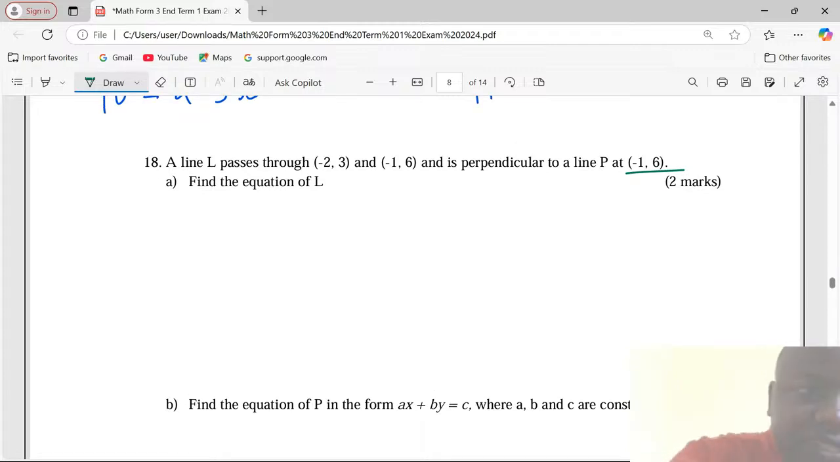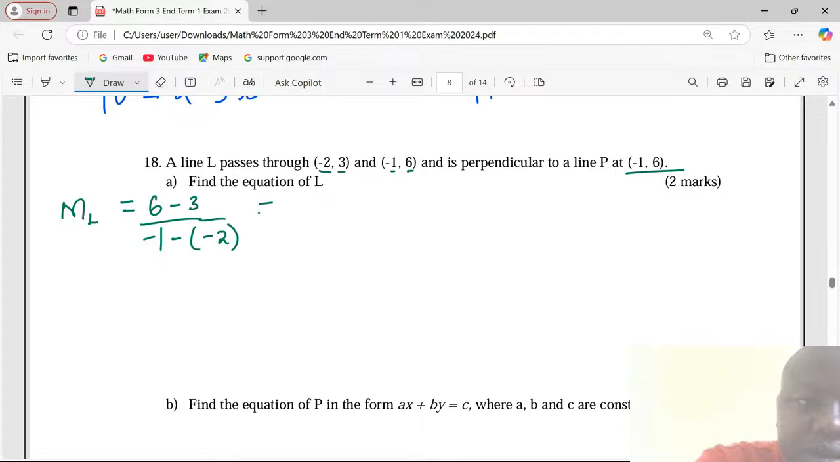The first thing we're supposed to get is the gradient M for line L. Gradient is given by change in y over change in x. So change in y means 6 minus 3, divided by -1 minus -2. That is where you're supposed to be very careful. -1, it's already a -1, then minus a -2. So this will be 3 over -1 plus 2, and this is going to be 3 over 1, which is 3. So the gradient is 3.